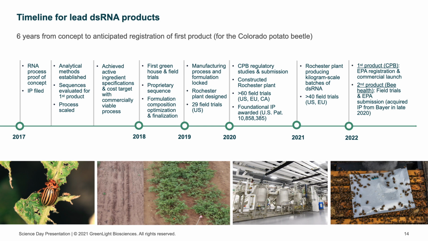Beyond that, we didn't even want to have one or two products. We knew that we needed to build an engine that would set us up to produce numerous other products. So at the same time, we were developing the solutions for Colorado potato beetle and acquiring the one for the bee health product. We also knew that we wanted to bring other solutions in other areas, fungal, insect, plant health, et cetera. And we knew that we needed to build an engine to drive all of that product development.